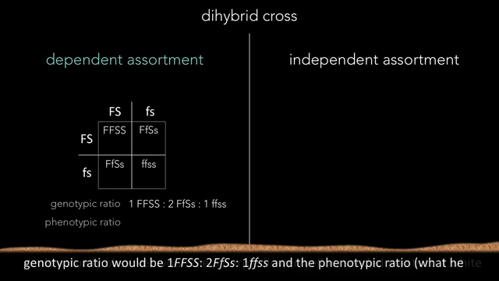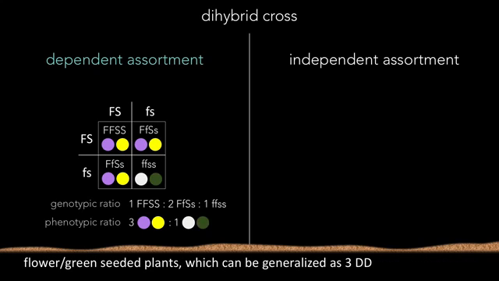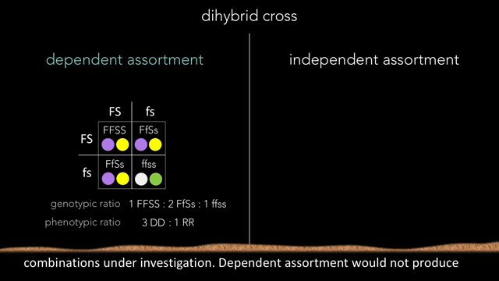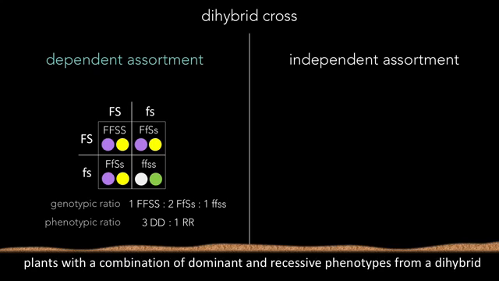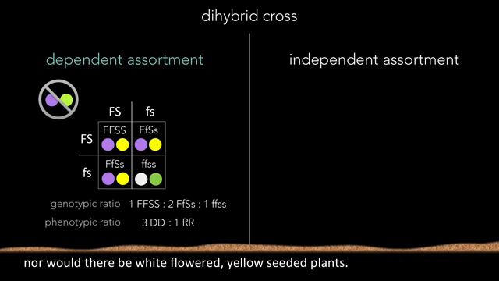And the phenotypic ratio, what he could actually observe, would be 3 purple flower, yellow-seeded plants to 1 white flower, green-seeded plant, which can be generalized as 3 dominant to 1 recessive for other phenotypic combinations under investigation. Dependent assortment would not produce plants with a combination of dominant and recessive phenotypes from a dihybrid cross. In other words, there would be no purple-flowered green-seeded plants, nor would there be white-flowered yellow-seeded plants.